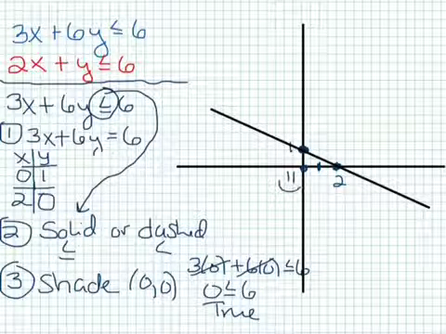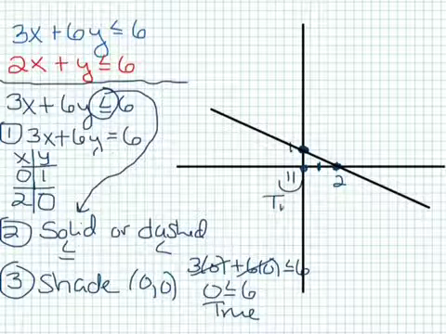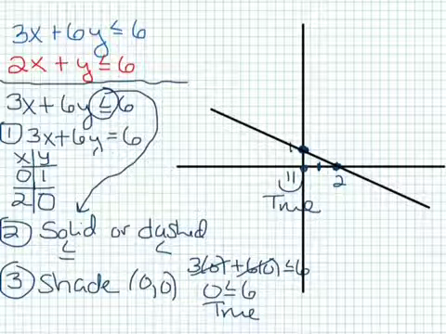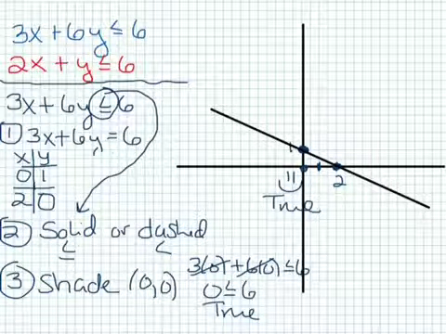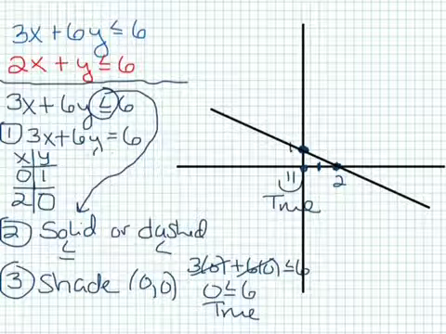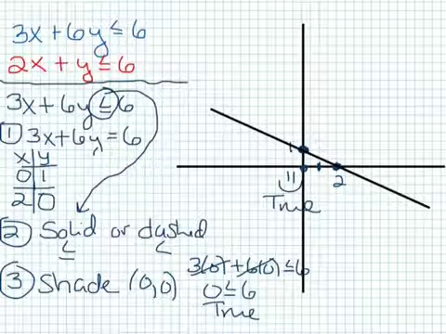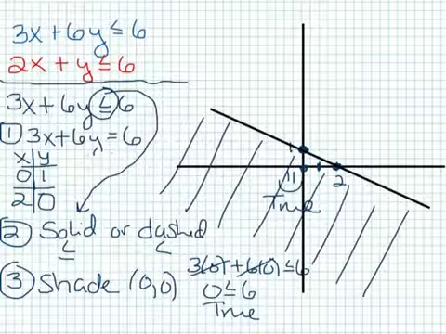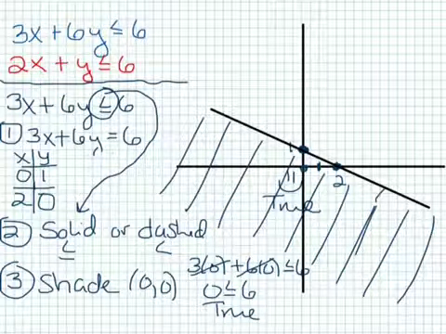That means 0, 0, which is below our line, is a true statement. Now the nice thing about inequalities is all of the trues are collected on one side of the line, and all of the falses are collected on the other side of the line. So I know that all of the points on the same side as my true are also true. So I'm going to shade below this line.